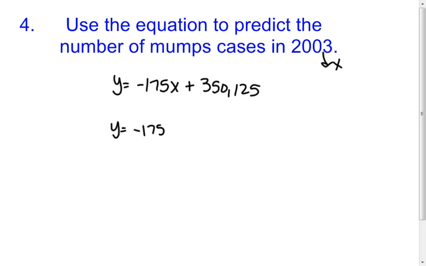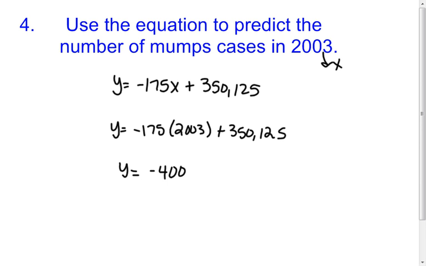So I will have negative 175 times 2003 plus 350,125. And when I plug that in and simplify that, I get negative 400. Now, it doesn't make sense that you can have a negative number of mumps cases, does it? Okay? So the important thing about scatterplots to know is this. Scatterplots are really useful to make predictions within the constraints of our data. So here, we did not have data that went past 1999, so we really can't make predictions much past 1999. Okay?